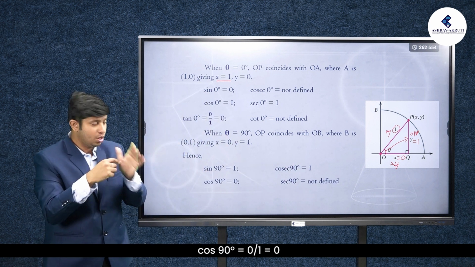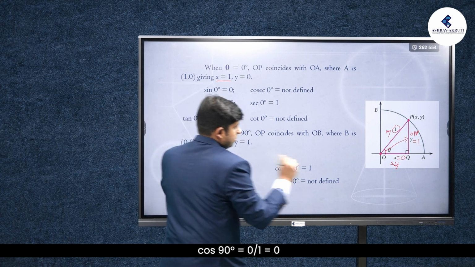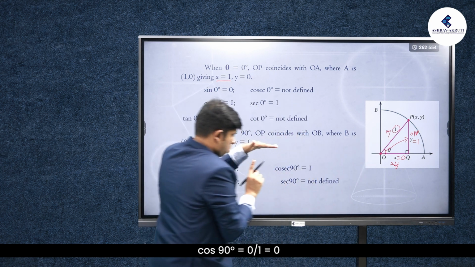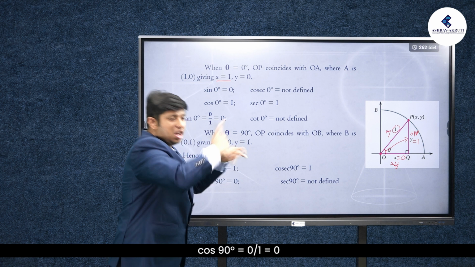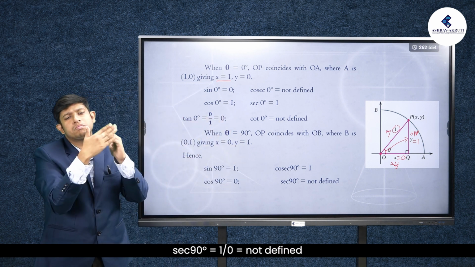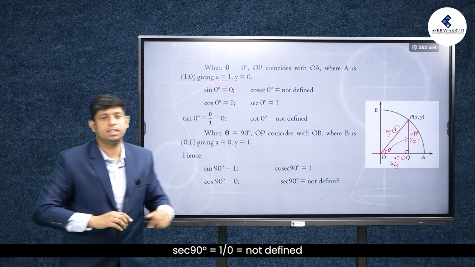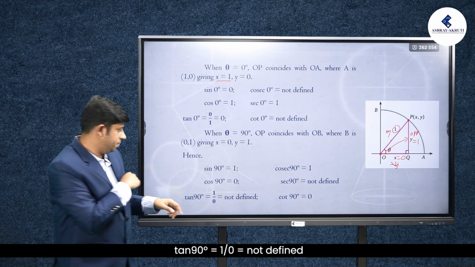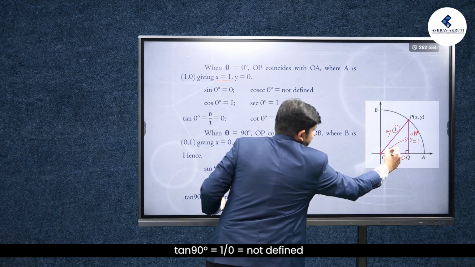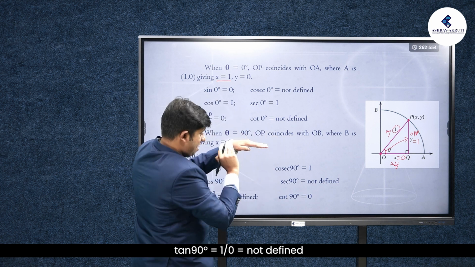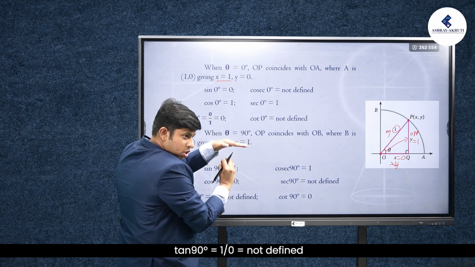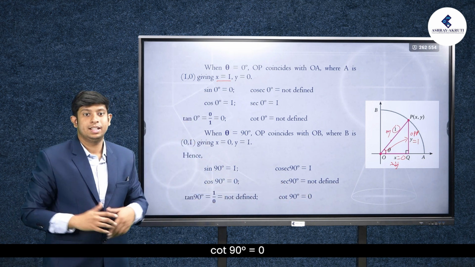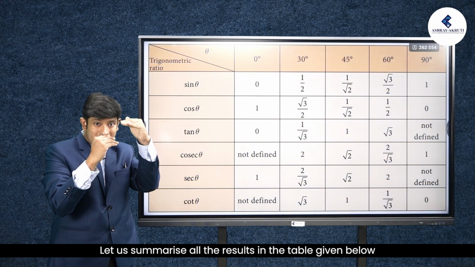Cos 90 degrees is equal to 0 by 1, that is equal to 0. Secant 90 degrees is equal to 1 by 0, that is not defined. Tan 90 degrees is equal to 1 by 0, which is not defined. Cot 90 degrees is equal to 0. Let us summarize all the results in the table given below.